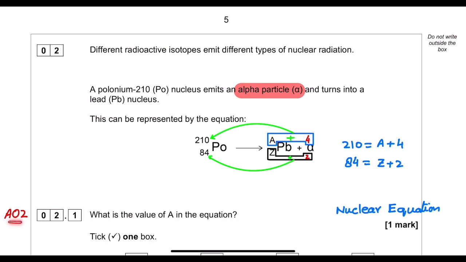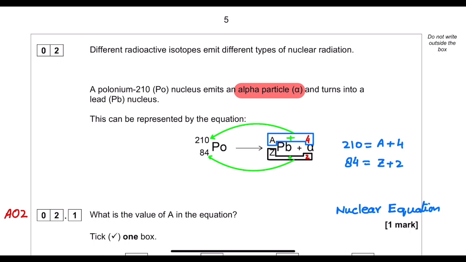It is an AO2 question. The student needs to use a nuclear equation. We need to find the value of A. The nuclear equations are very simple. If we add these values, the answer must be 210. So A plus 4 is 210, whereas Z plus 2 is equal to 84. We need to find the value of A and the value of Z.